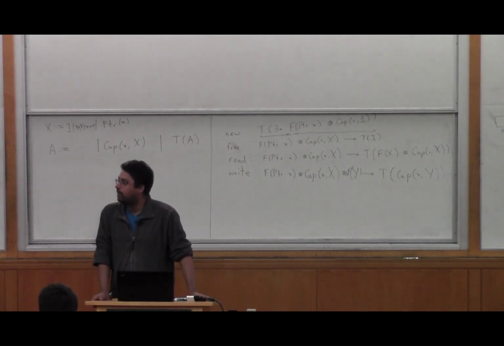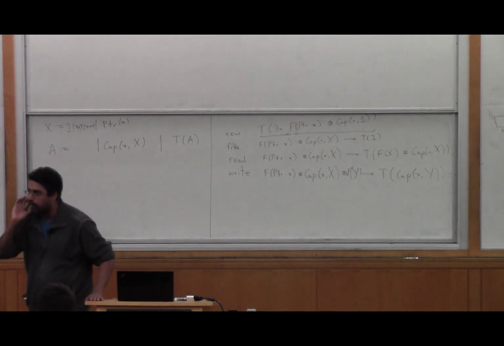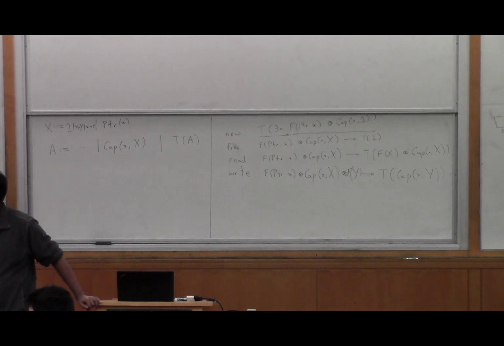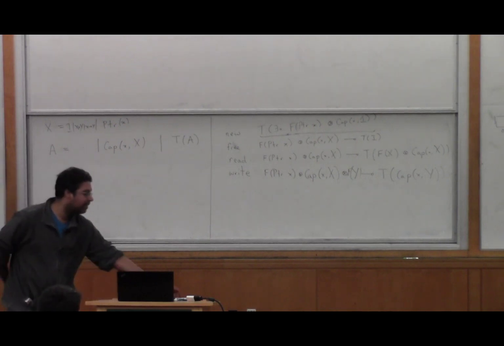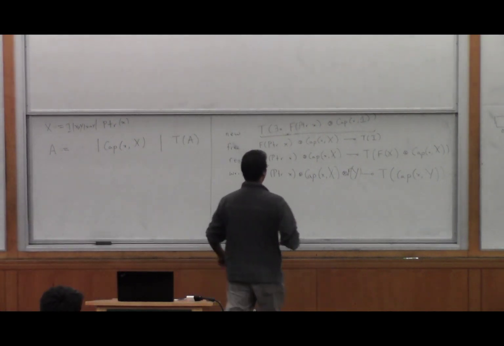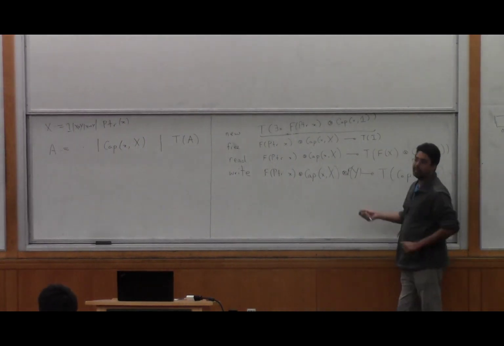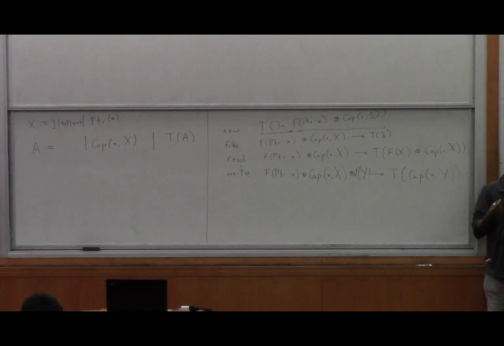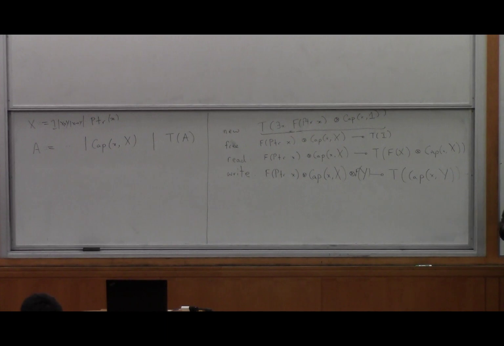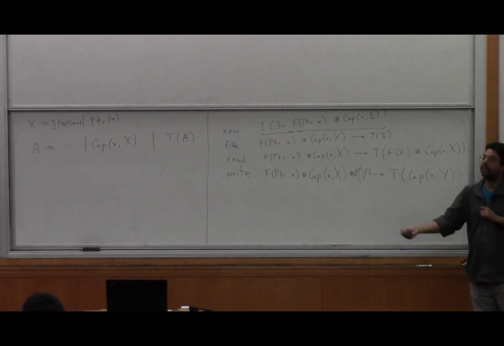Yes? Sorry, I couldn't hear what you said. Why is the range of the write function like this? Okay, that's a good question. The question was, when we did this write, the pointer seemed to go away in the return. And the answer is we don't need to return the pointer back because the pointer is an intuitionistic value. So we can just keep it around and use it. We don't need to thread it through the program.